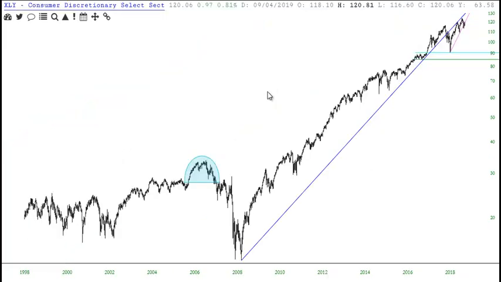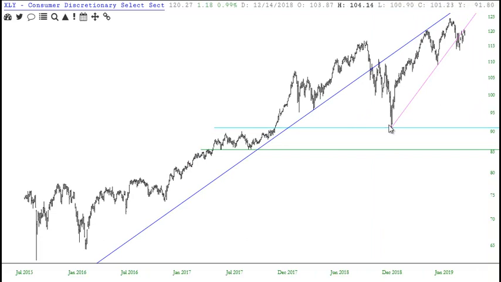And last example, XLY, the consumer discretionary select. This trend line was anchored to the bottom of the financial crisis, and since that time has made two strong attempts, but each time has been perfectly repelled by the new role of resistance of that trend line.